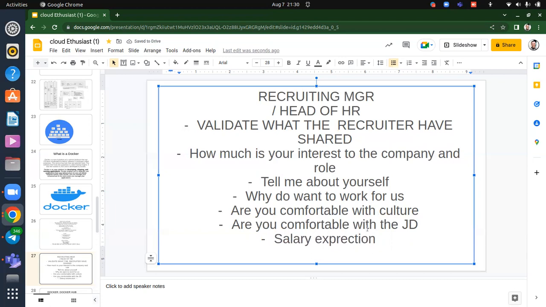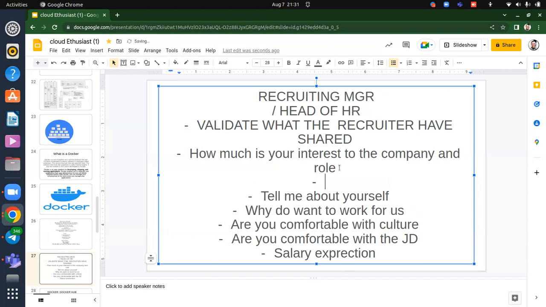They want to know if you are the real person, and the energy that the recruiter saw, because for you to have reached them means that the recruiter has screened you, and they are only there to validate. They are like a handshake into the company. Then these are the questions: tell me about yourself. Why do you want to work with us? Are you comfortable with the culture? Are you comfortable with the JD? Salary expectation. With why do you want to work with us, they want to know if you know about the company and what it is all about, and the stack that the company is expecting you to work with.